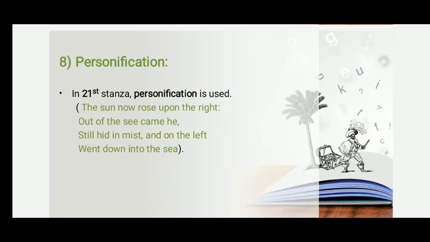The eighth literary device in the second part of this poem is personification. Personification was already discussed in the first part. Here is only its use. In the 21st stanza, personification is used. Let's see. The sun now rose upon the right, out of the sea came he, still hid in mist, and on the left went down into the sea.